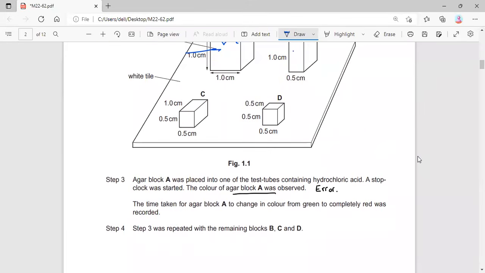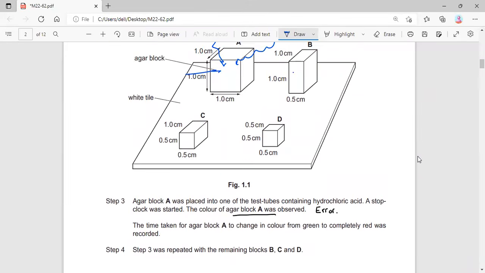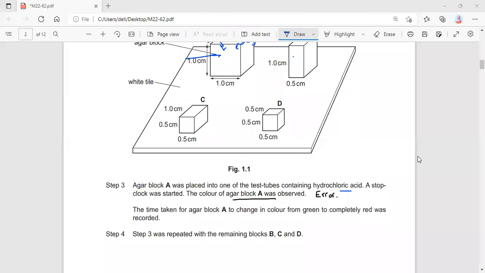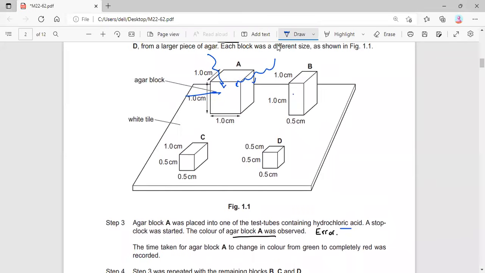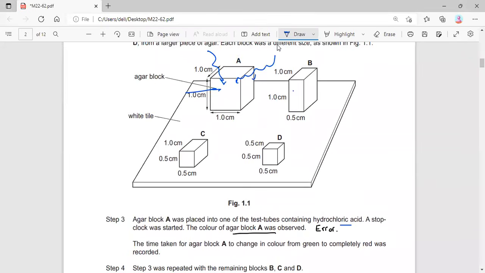Okay. Step number 3. The agar block A with this size is placed into one of the test tubes containing hydrochloric acid. A stop clock was started. The color of the agar was observed. What's the problem here? Again, the color of the agar block was observed. This is considered to be an error because it will be difficult to determine the end point. You won't be able to determine when exactly the color change happened.